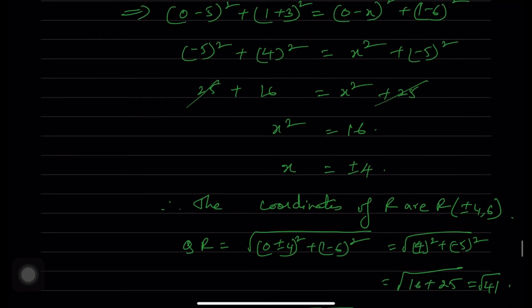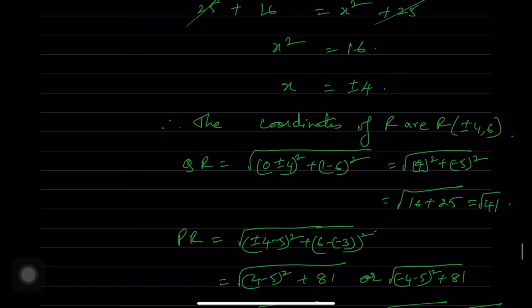So when you are taking QR, you have to find out the value of QR also. So root of (0 plus or minus 4) whole square plus (1 minus 6) whole square is equal to, because plus or minus whole square doesn't make much difference, it's the same term. So 4 square plus (minus 5) whole square, 16 plus 25 is equal to root 41.